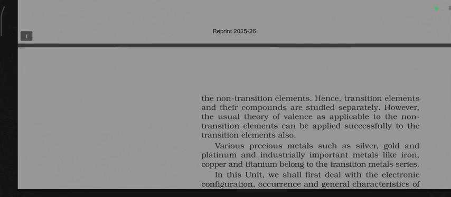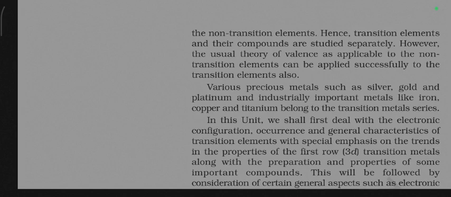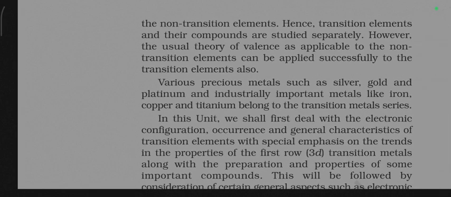The presence of partly filled d or f orbitals in their atoms makes transition elements different from that of the non-transition elements. Hence, transition elements and their compounds are studied separately. However, the usual theory of valence as applicable to the non-transition elements can be applied successfully to the transition elements also. Various precious metals such as silver, gold and platinum and industrially important metals like iron, copper and titanium belong to the transition metal series.